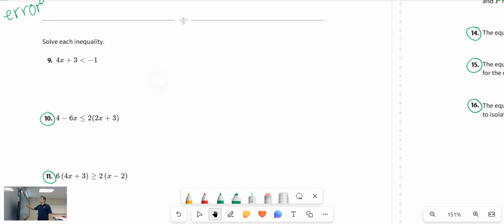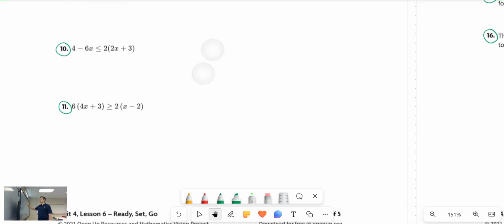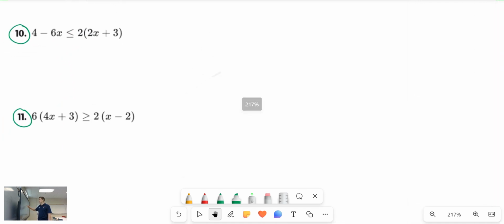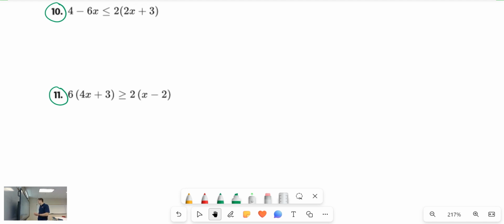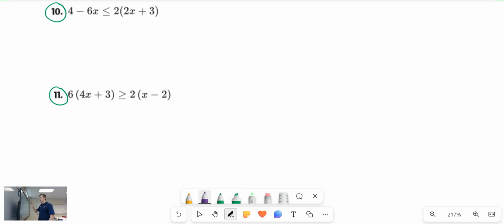All right, on to number 10. Solve each inequality. Oh, it's not letting me scroll. There we go. Solve each inequality. All right, let's do number 10 in one color and number 11 in another. So solving inequalities, we're not going to work in red anymore. That was a one-time thing. No more red. That's just for the sort of grading type thing. All right, so solve the inequality. First thing I want to do is expand this side. I want to expand that.